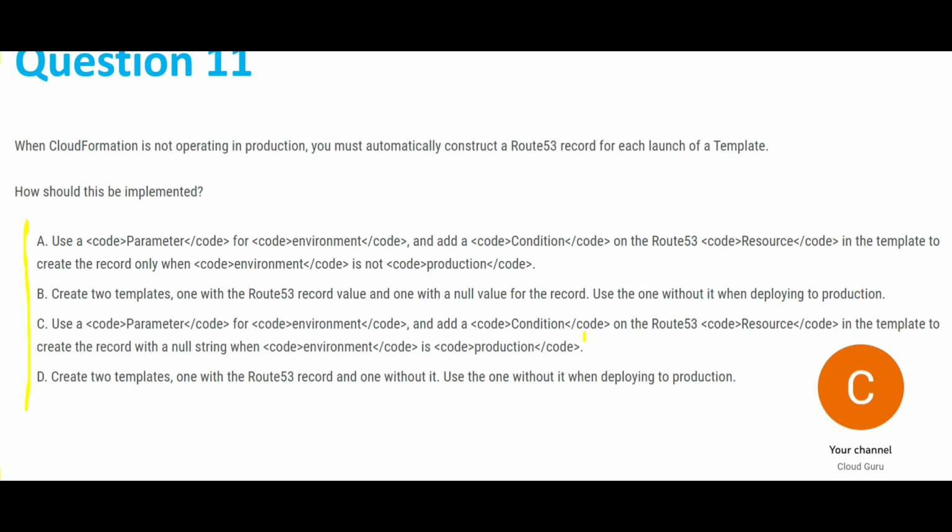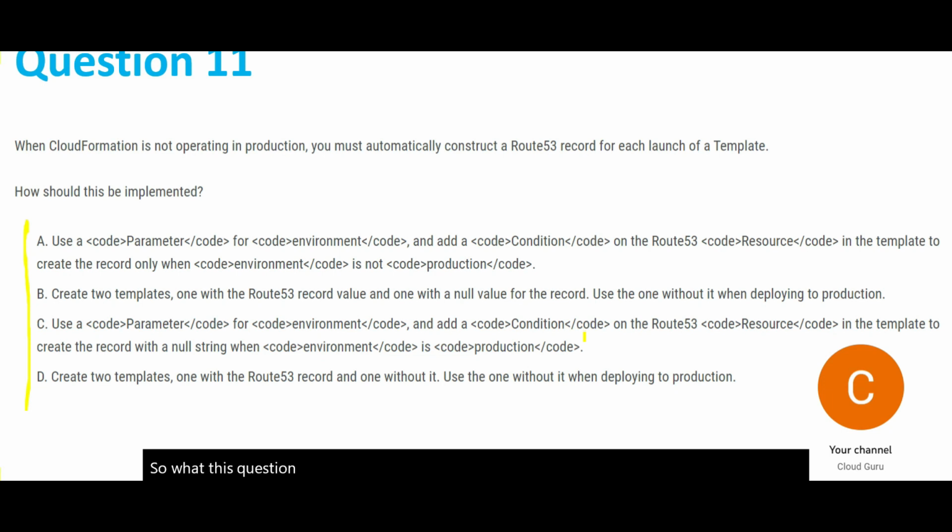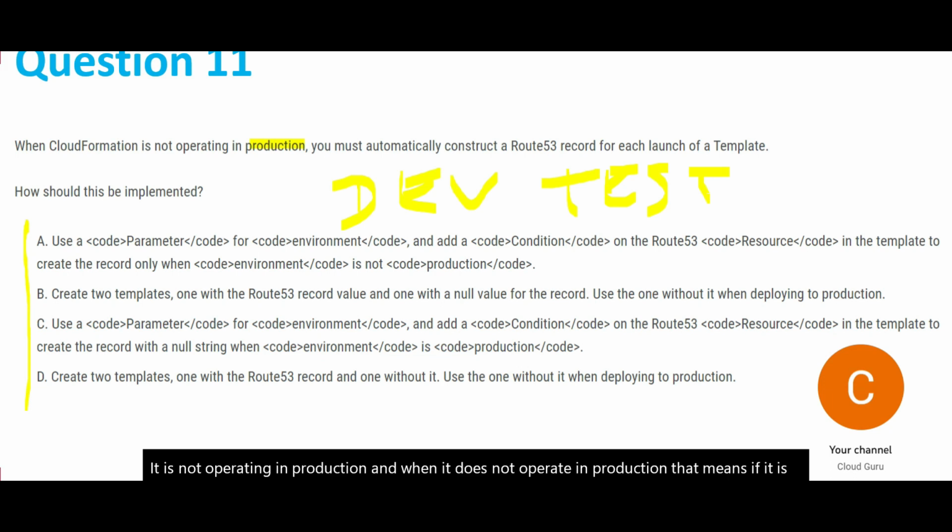So what this question says is, when you have a CloudFormation stack which is not operating in production, that means it is operating in dev or test, you must automatically create a Route 53 record.